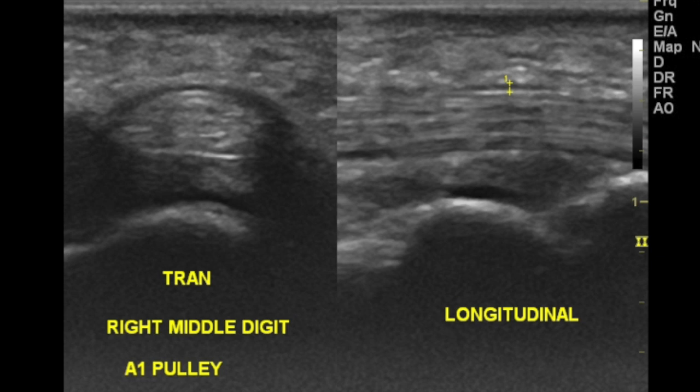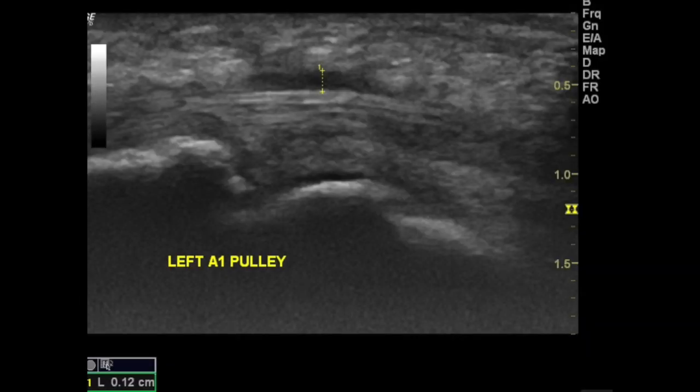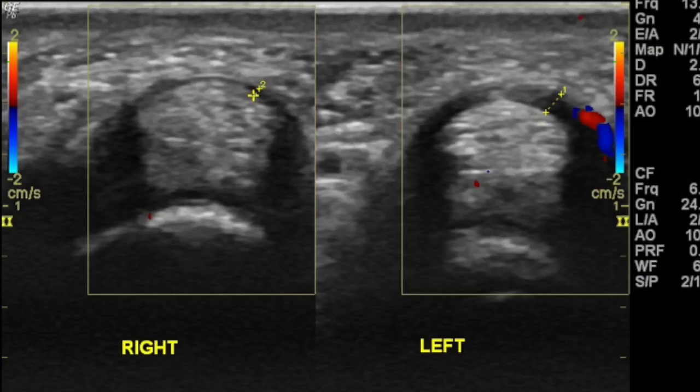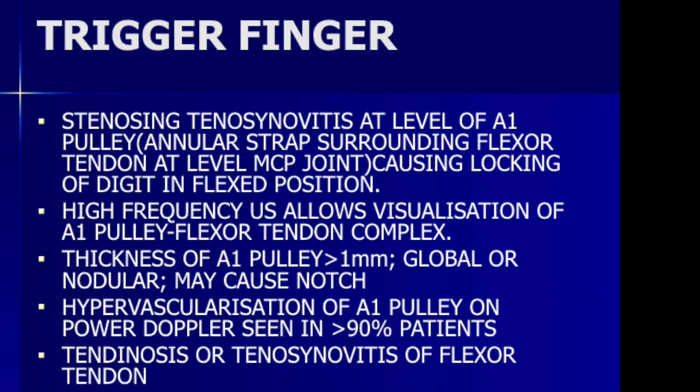And you can see that there's a structure which is called the A1 pulley, which on this side, that is the right in the longitudinal images, measures just 0.04 centimeters. On the other side, on the left side, the A1 pulley in these longitudinal sections, you can see it as a black band there, is much thicker, measuring about 0.12 centimeters, that is 1.2 millimeters. You can also see increased flow within that black ring on the left side, which is not seen on the contralateral right side. So what are we dealing with? It's a classic condition, a trigger finger.